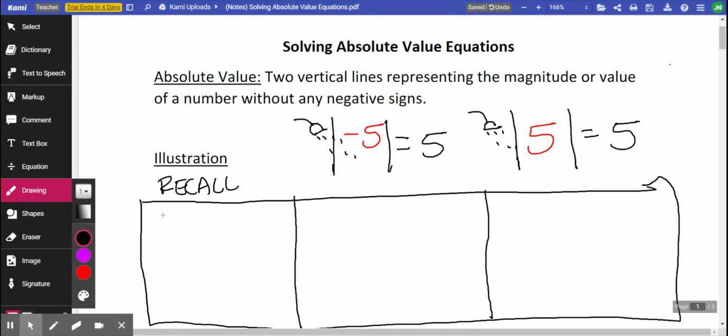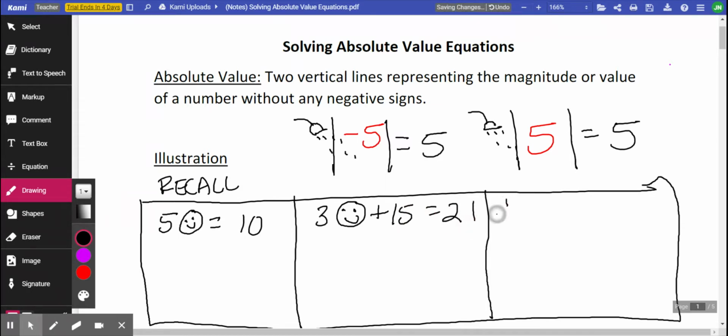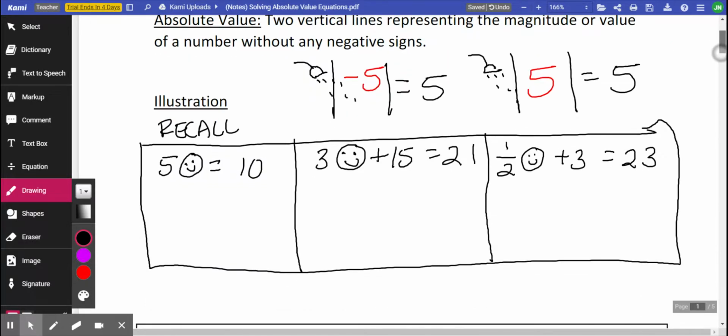So let's say we have three examples. One of my examples is going to be 5 times happy face is equal to 10. Another example is going to be 3 times happy face plus 15 is equal to 21. And then another example, I'll have 1/2 multiplied by a happy face plus 3 is equal to 23. Now, the whole point of this is getting the happy face by itself. So out of all these three examples, my main objective, MO, is to get the happy face by itself.